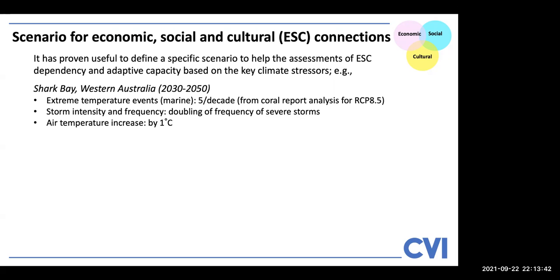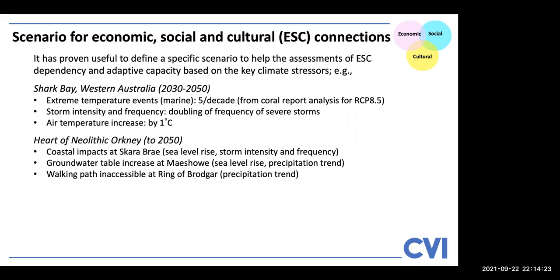So for that, the scenario was that extreme temperature events around the 2050 era would occur 5 times per decade. That the storm intensity and frequency component, the stressor, would experience a doubling of the frequency of severe storms. And thirdly, that the air temperature would increase by 1 degree Celsius. By considering those aspects, it helped us to think forwards to what the changes would be on the economy, on society, and to culture.